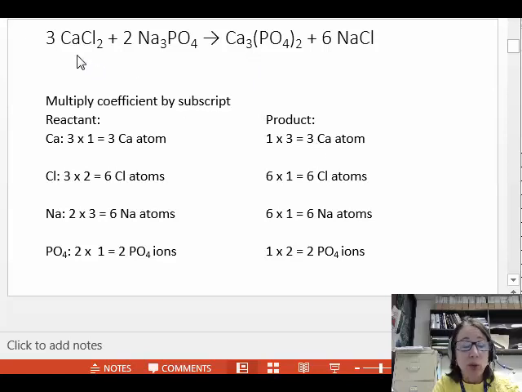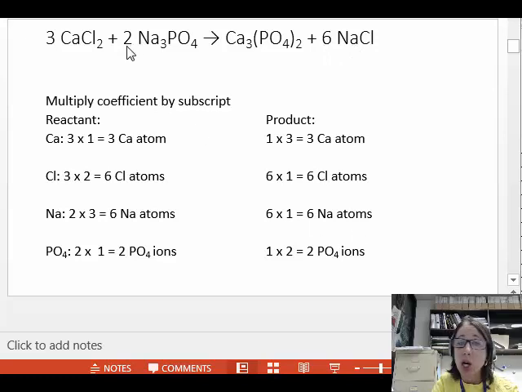Calcium is balanced. On the reactant side, a coefficient of 3 is multiplied by a subscript of 2, yielding 6 chlorine atoms. On the product side, a coefficient of 6 is multiplied by a subscript of 1, which gives us 6 chlorine atoms. Chlorine is balanced. On the reactant side, a coefficient of 2 is multiplied by a subscript of 3, which gives us 6 sodium atoms. On the product side, a coefficient of 6 is multiplied by a subscript of 1 to give us 6 sodium atoms. Sodium is balanced.